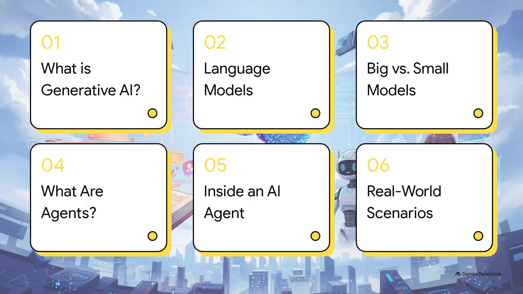Okay, let's dive into this. Here is our roadmap for today's Explainer. 1. What is generative AI? 2. How language models work. 3. Big versus small models. 4. Enter the AI agent. 5. Inside an AI agent. And 6. Real-world AI scenarios.